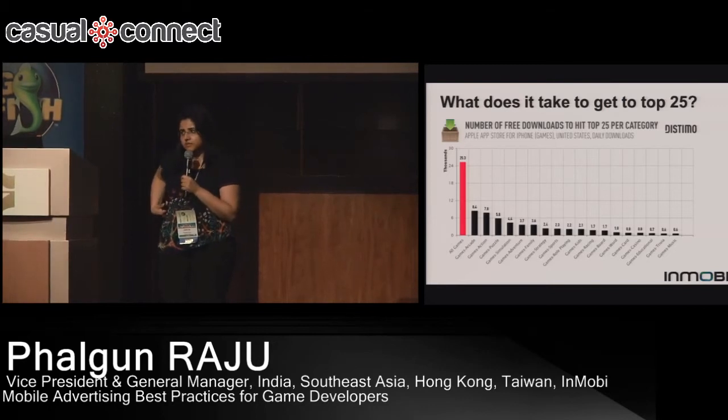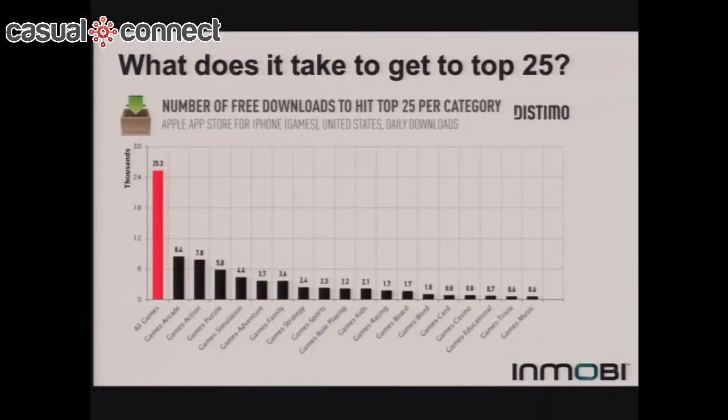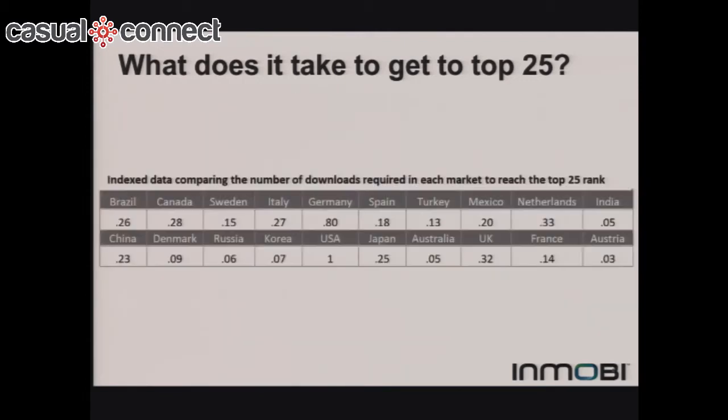Some interesting statistics. I don't know how many of you have seen this. This is from Distimo, but what does it take to get to the top 25? And this is specifically around games. So they said, within in this case the Apple App Store, how many daily downloads are required. So if you look across all game categories within the App Store, and this is for the U.S. in this particular data, it was around 25,000 downloads a day across all the game categories to top it. But then when you actually break it down by the specific subcategories, so arcade versus puzzle games versus simulation, it's a much more manageable number to think about to getting to the tops of those subcategories.